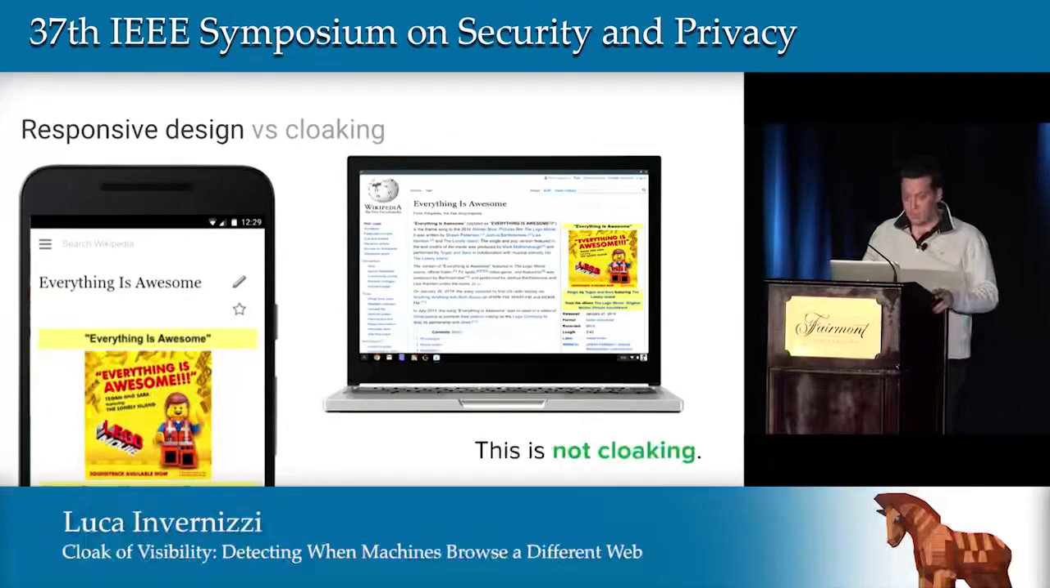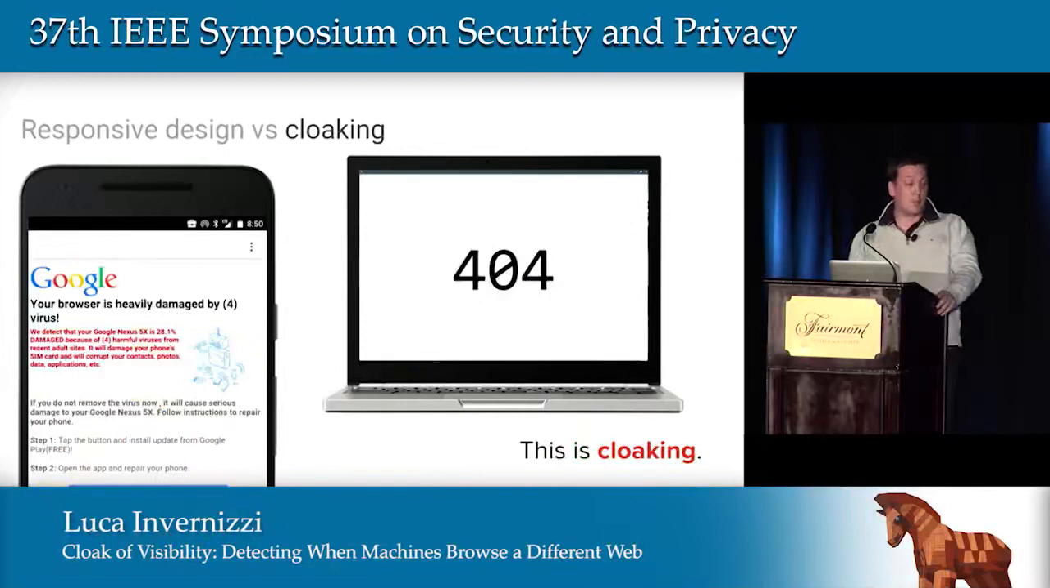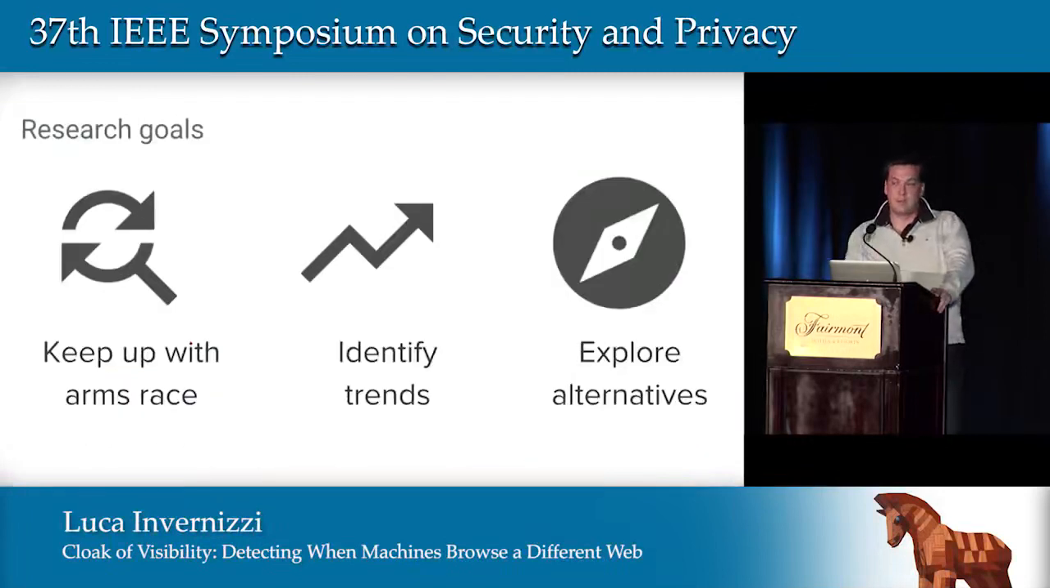Here we have an example. Wikipedia delivers a subset of the textual content of the page on mobile devices, and also it's on a different domain. But semantically, these views are the same, so this is not considered to be cloaking. Whereas here we have an example of cloaking. We have a scareware campaign that is just on mobile devices, and the desktop view is just 404. There's nothing to see here. Carry on.